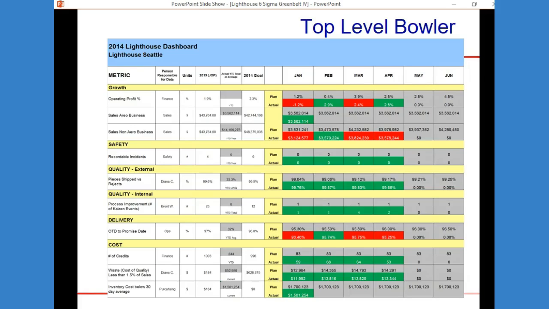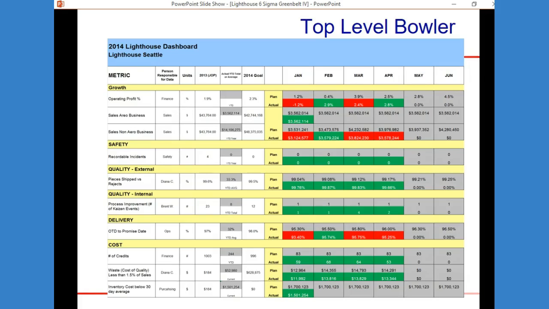But is any of the data entered at this level? No. This is a dashboard review, which is an accumulation of a whole bunch of other spreadsheets out there. What's this one called again? This is what they call the top level bowler, and it's called a bowler because it kind of resembles a score sheet when you're bowling.